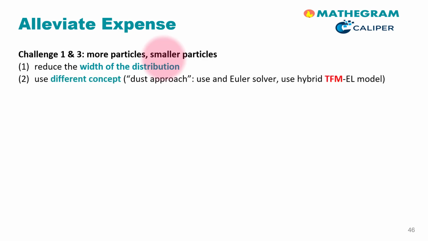Second, we may want to use a different concept to predict the motion of small particles. I call this the dust approach. We use an Euler solver for the small particles only, while, for example, for the larger particles we keep on using the DEM, or we use a hybrid TFM Euler-Lagrange model for all size fractions. The latter results in a degenerated DEM, as I would call it, with lower predictive power but also lower computational expense. However, people have attempted it with some success.